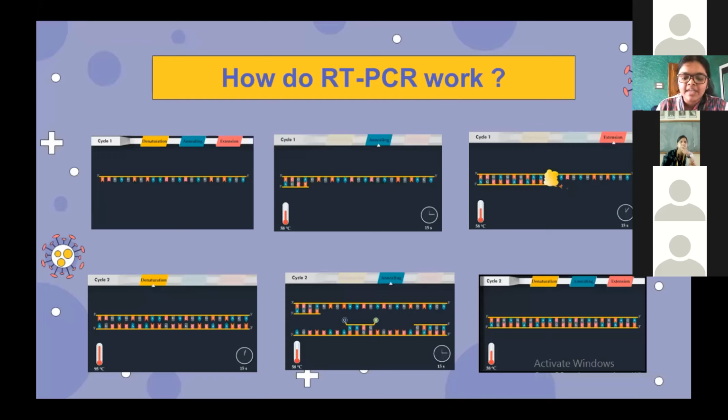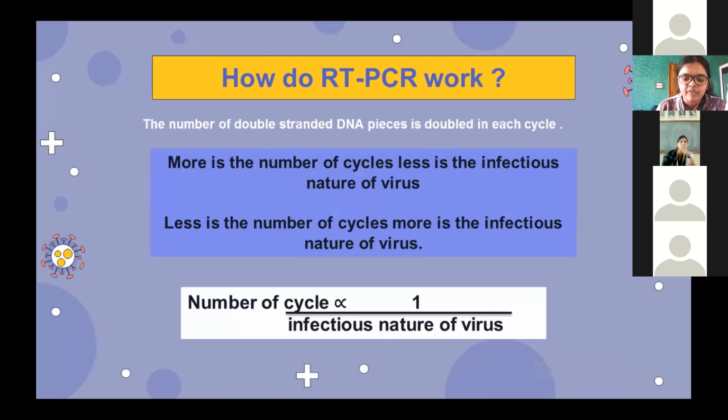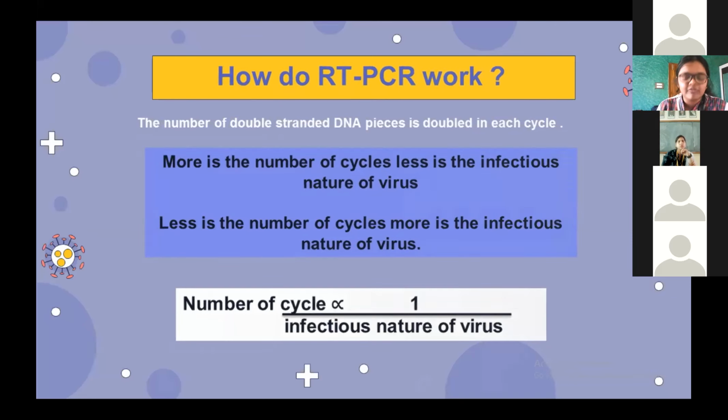Repeating the same cycle again and again, we can detect the infectious nature of the virus. The more the number of cycles, the less infectious the virus, and the fewer the cycles, the more infectious the virus. Thus, we can say the number of cycles is inversely proportional to the infectious nature of the virus. But as we say, prevention is better than cure. Moving over to the prevention.